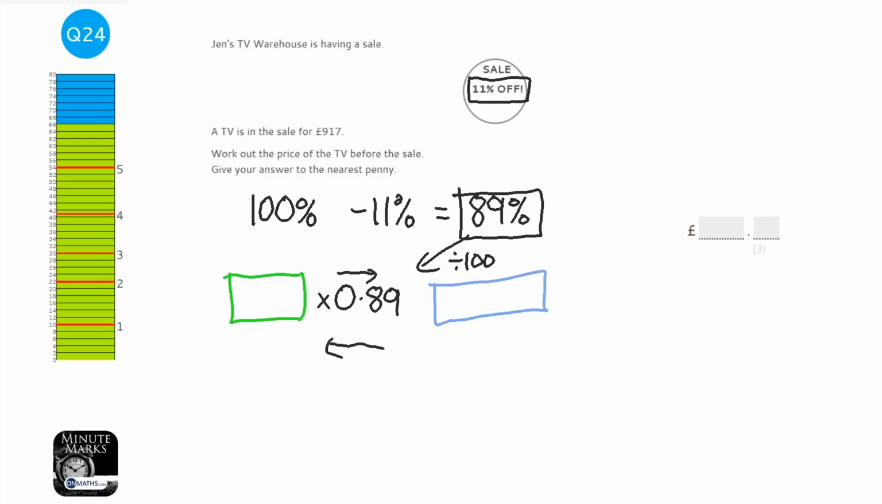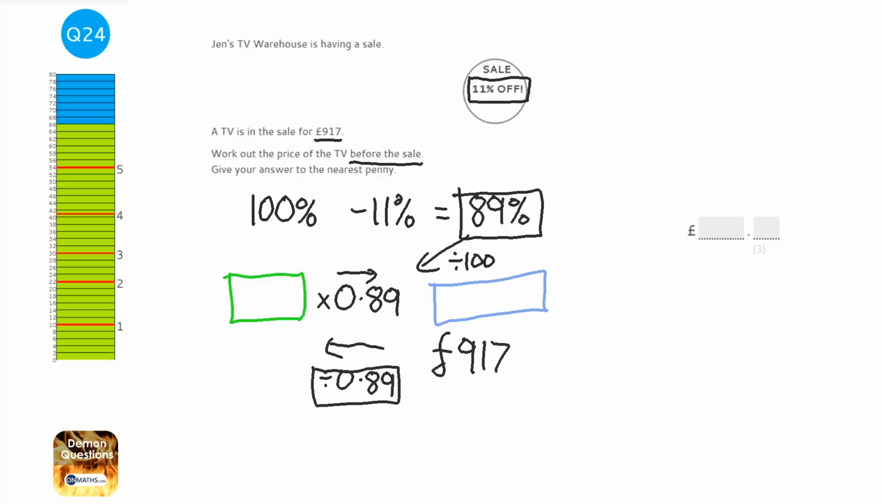So if you have a look at the question, it says the sale price is 917, work out the price of the TV before the sale. So the end price is 917. So instead of timesing it by 0.89, when we're working the other way, we divide it by 0.89. Now, I show it this way round because I like to have it in the middle, but we've got to do 917 divided by 0.89. Don't do 0.89 divided by 917, otherwise it won't make sense.